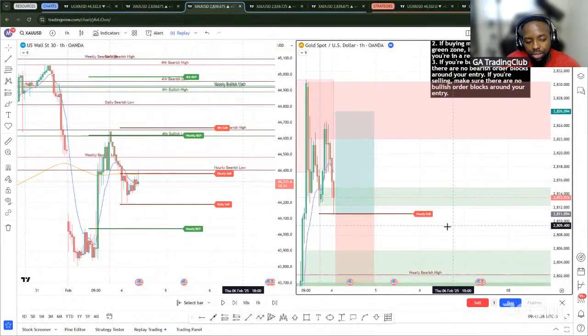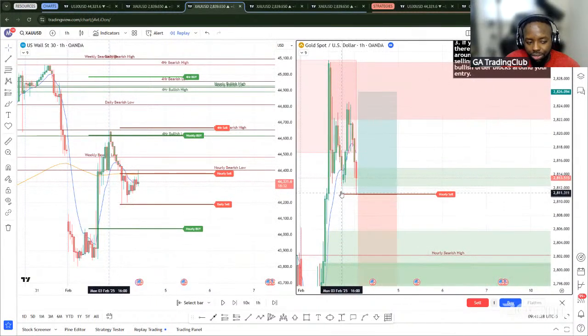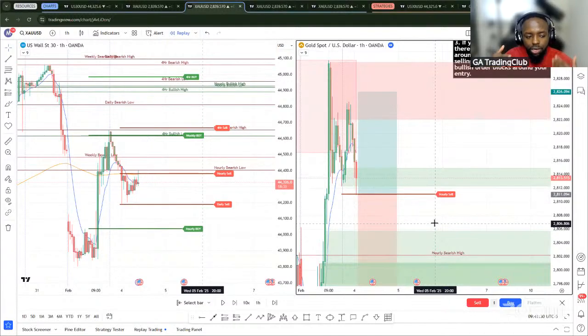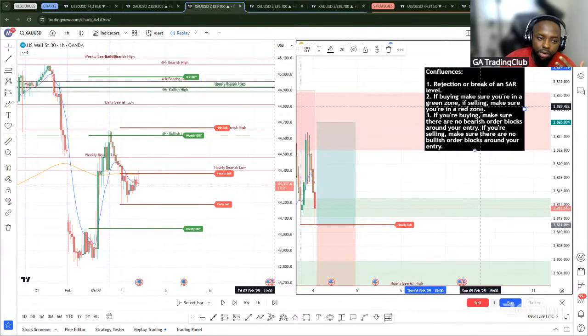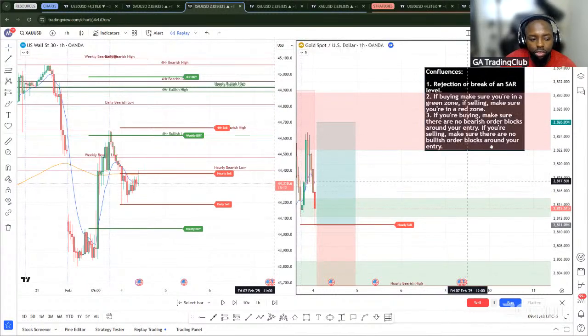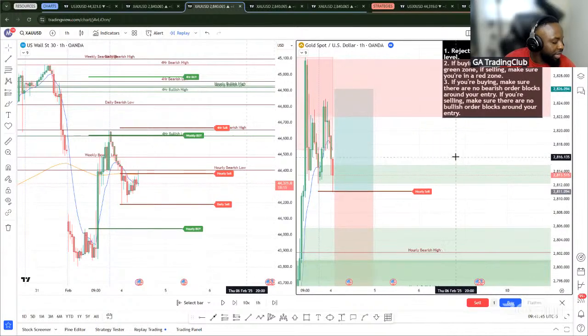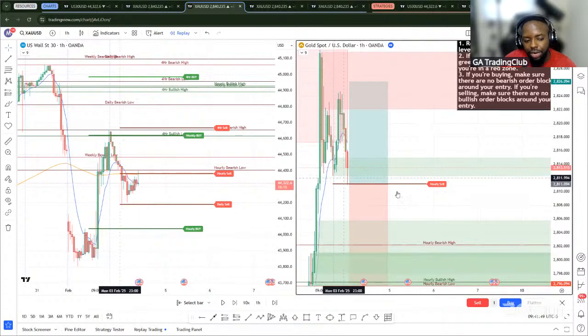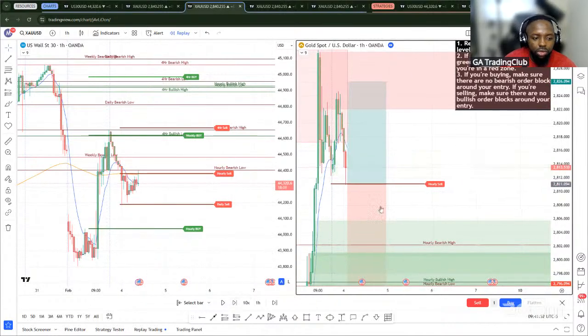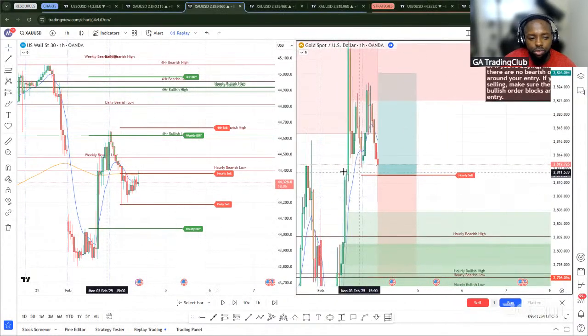However, this level itself, you want that rejection zone to be literally inside either a red zone or a green zone. So this one was a little bit below the green zone. So it's not really satisfying confluence number two. Confluence number three, if buying, make sure there are no bearish order blocks. If selling, make sure there are no bullish order blocks. Here, we did not have any order blocks around this zone. So in this instance, you'd have set a pending order. Again, this is like a C plus setup.